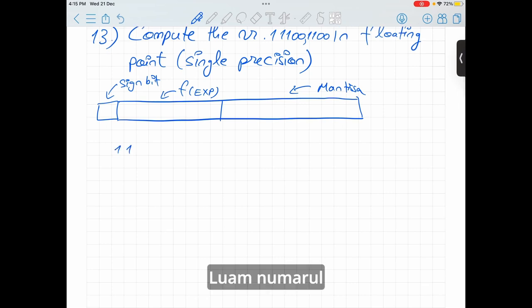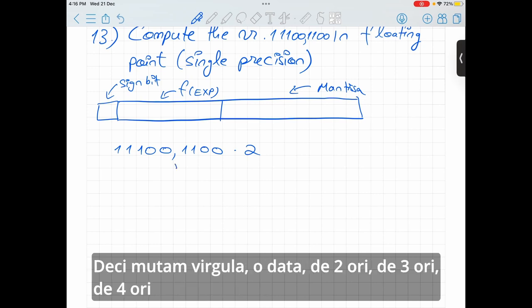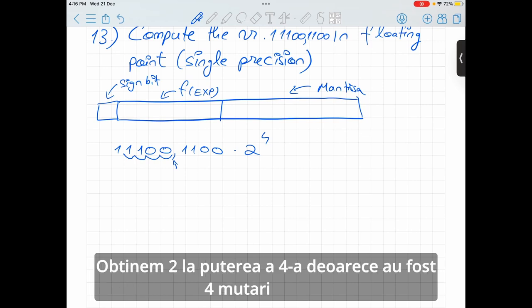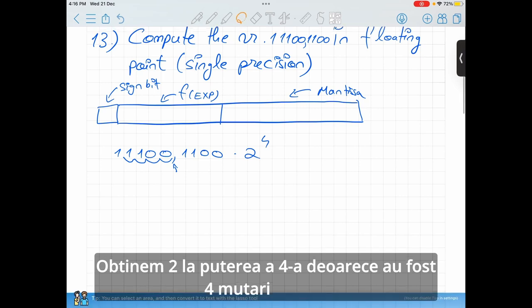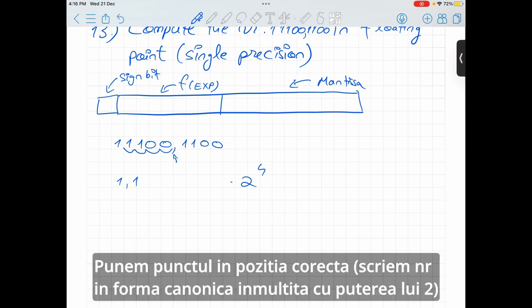So let's firstly take the number 11100.1100. And this number we have to multiply by 2 to the power of, and now we need to see how many positions we need to move this point. So 1, 2, 3, 4. So it's 2 to the power of 4. Actually, just one moment. We need firstly to put the point in the correct position and then multiply it by 2 to the power of 4. Okay.